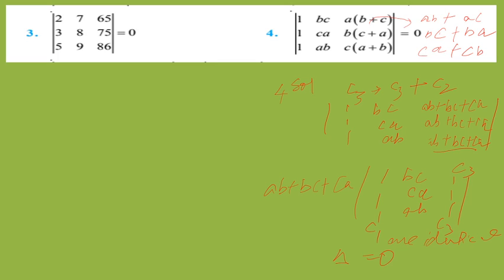So simple. What about this question, which is very simple but a little tricky? Can you write the 65 using the column 1 and column 2 elements? Now I write 65 as 7 into 9, 63 plus 2. I write 75 as 8 into 9 plus 3. And I write 86 as 9 into 9 plus 5. So you should get this idea.